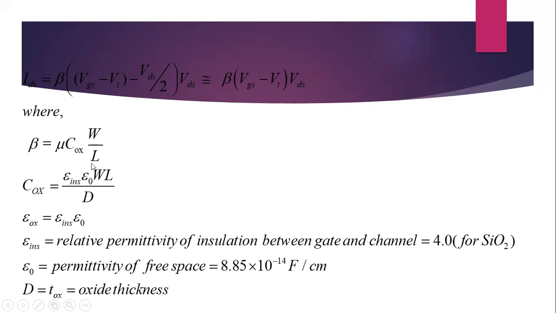This D is the distance between the two conducting plates, and C ox is equal to this value, where the relative permittivity of the insulation between gate and channel is 4 for SiO2, and this is the permittivity of free space, and D is equal to T ox here, the oxide thickness. So we know all the values.